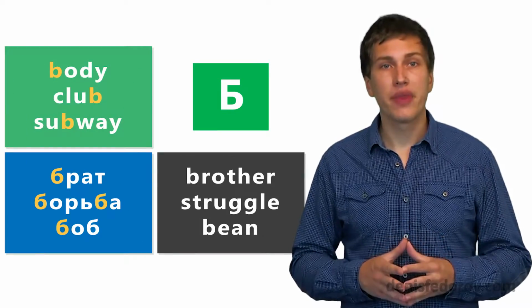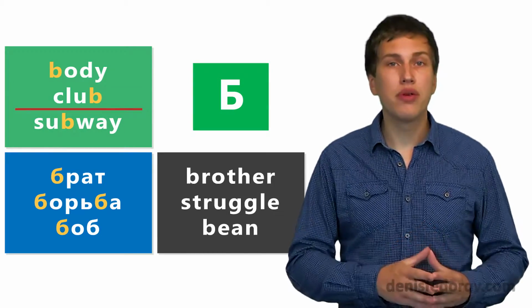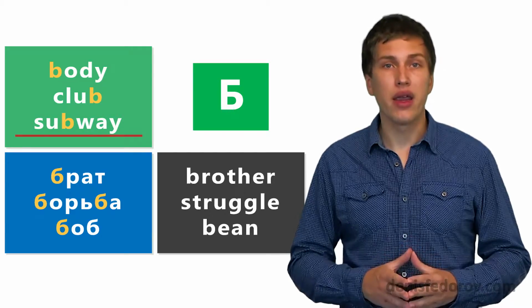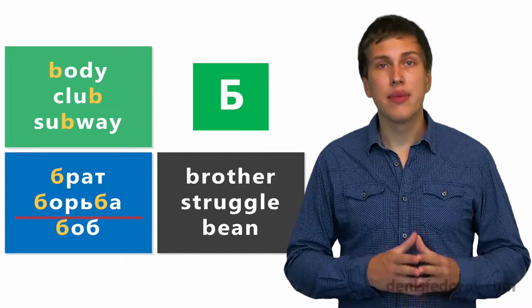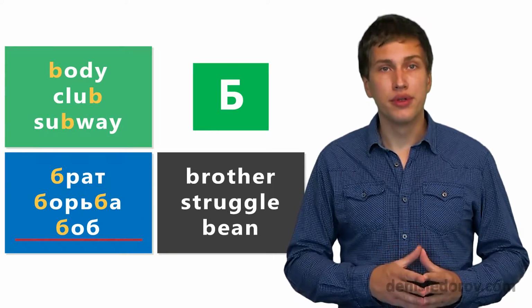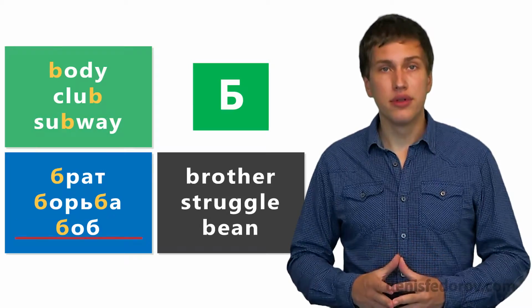Okay, the first group consists of 15 consonants, and proper sounding for these letters can be learned by using their English analogies. The letter B. It sounds as B in body, B in club, B in subway. The Russian examples for B are брат, борьба, боб.